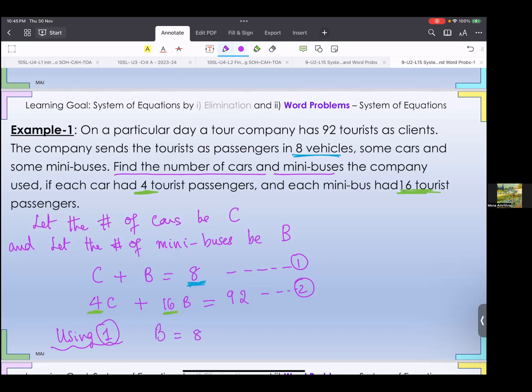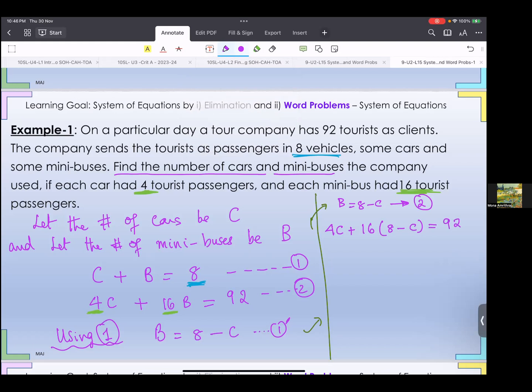B is 8 minus c. Okay, so that is from equation 1. Let's just call this equation 1 prime. And then from there, we take b from 1 prime, b is equal to 8 minus c, and we're going to put that into equation 2. So we have 4c plus 16 multiplied by 8 minus c equals 92, right?